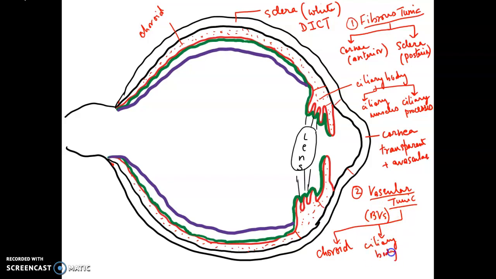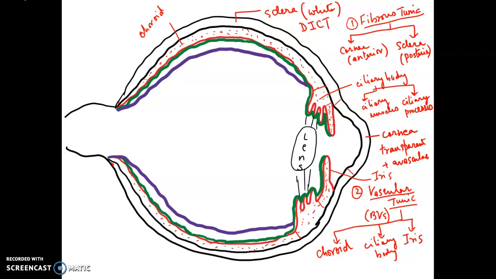and anteriorly, very anteriorly, do you see this part, like the index finger? This is called the iris. So I'll just draw here. This is the iris.